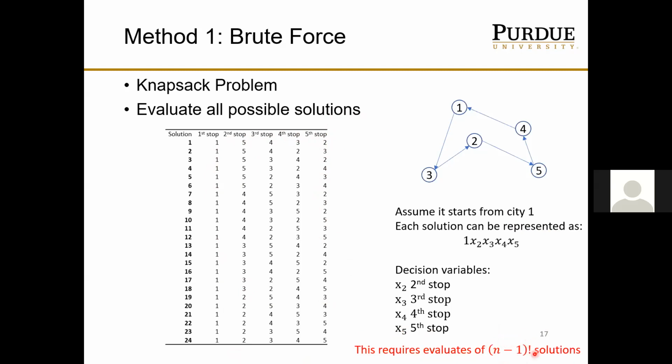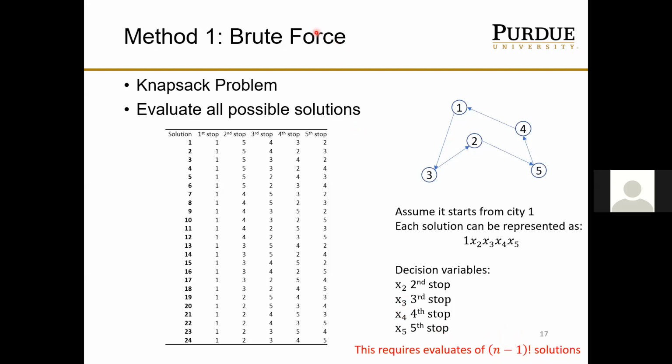Does anybody get a sense of how large this number is, the factorial of n-1? It would be among the largest possible numbers, actually. This is much faster than exponential growth. So it's a very, very huge number. If you have like 100 different locations or cities, this number will be close to infinity. There's no way to evaluate it.